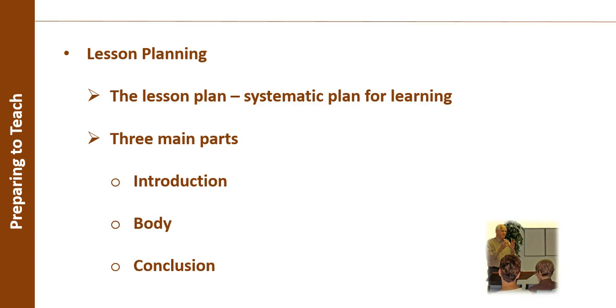The body is the detailed information of the lesson, and the conclusion is designed to wrap up the lesson and usually includes a summary of key points presented by the teacher and perhaps those provided by students, and a statement about the importance of the lesson. Each of these elements of an effective lesson plan are designed to help students take ownership of and apply the lesson.